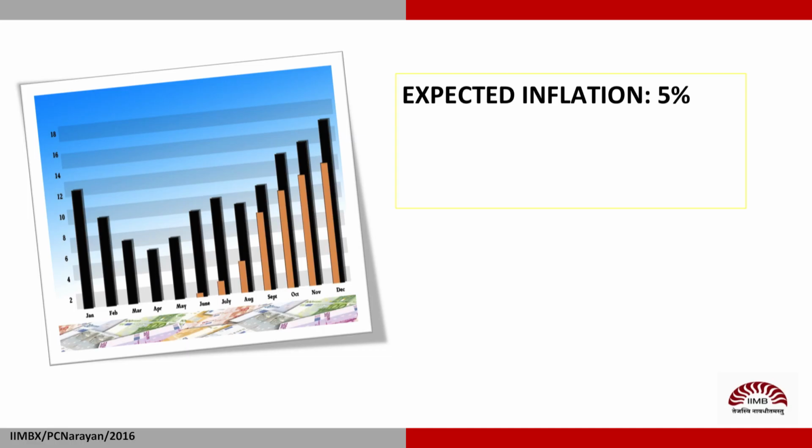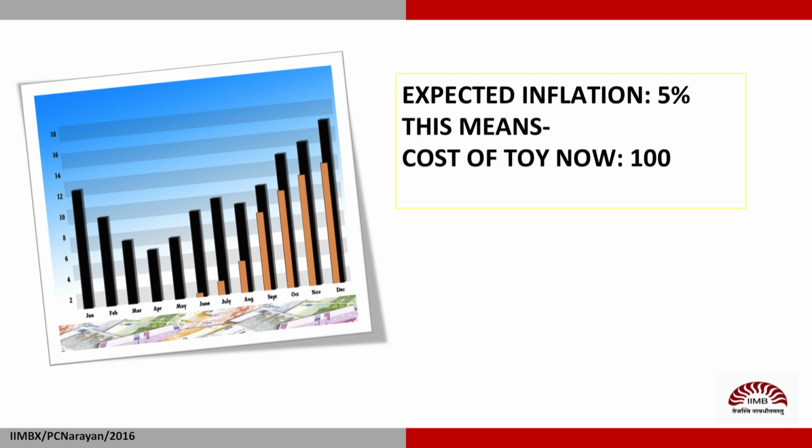Now the question is, by how much would the price of the toy have gone up in that same 1 year? Fair to assume that it would have gone up by the extent of the expected inflation in that country. Let's put some numbers to this. Let's say expected inflation in that country is 5%. What that means is a toy that cost 100 currency units now will sell for 105 currency units next year.